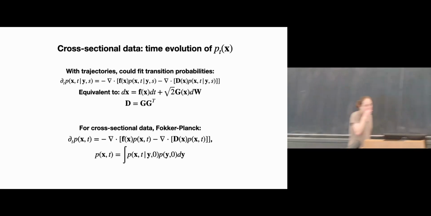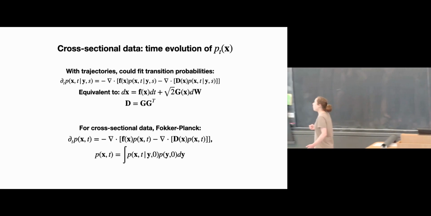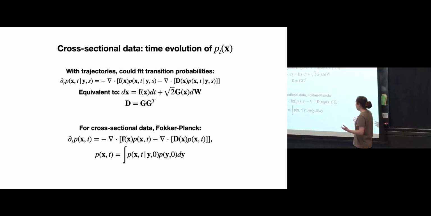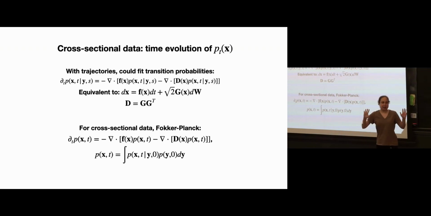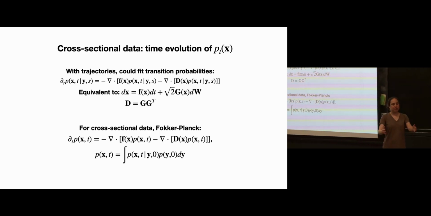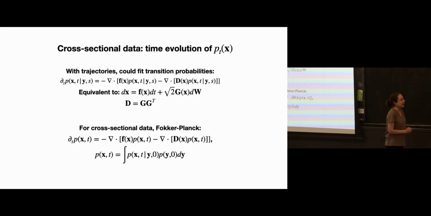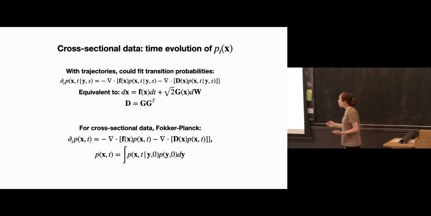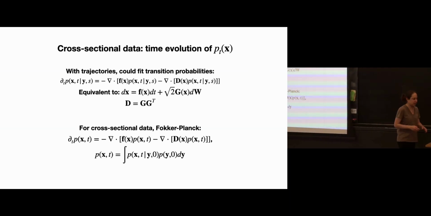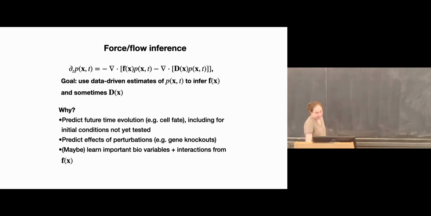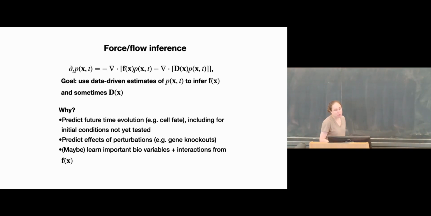And so really all we know, the thing that we can estimate from data, is P of x and t for some discrete times t. And what we would like to be able to do is fit F and D, basically. So this brings us to force or flow inference, right?